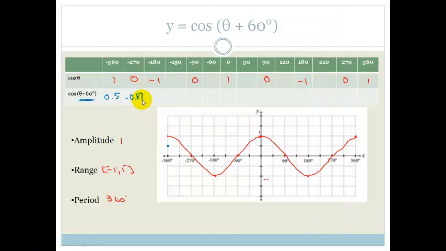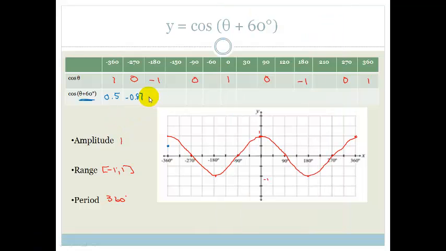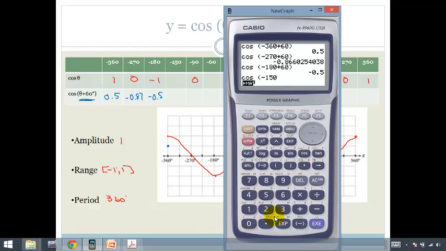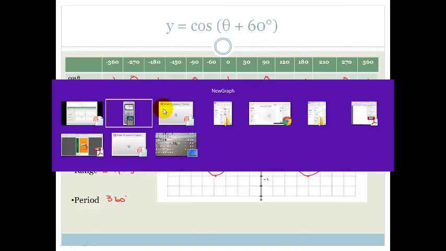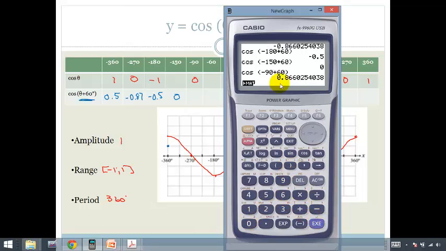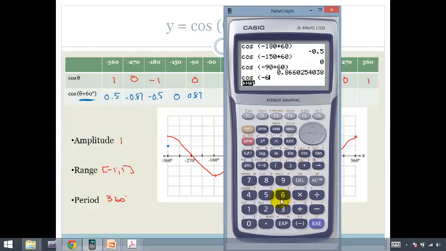Minus 0.87. Okay. Let's do cos of bracket minus 180 plus 60, close bracket. That is minus 0.5. Now let's do minus 150, and you'll see in a bit why I've included these extra numbers here. If we've got cos of bracket minus 150 plus 60, close bracket, we end up with 0. If we go cos of bracket minus 90 plus 60, we end up at 0.87. If I go cos of bracket minus 60 plus 60, close bracket, I get 1.